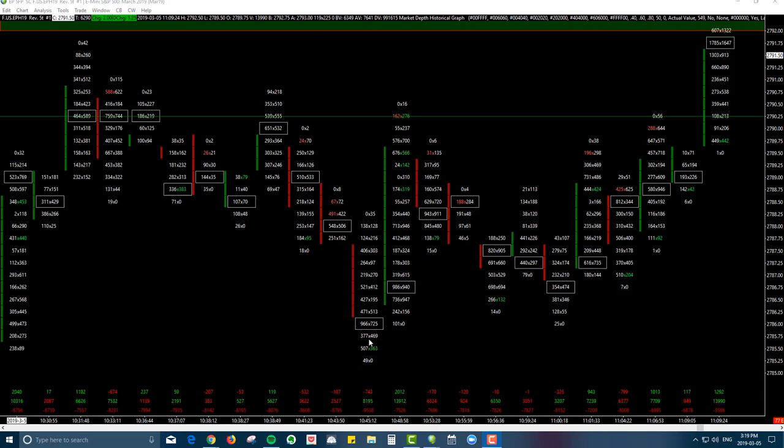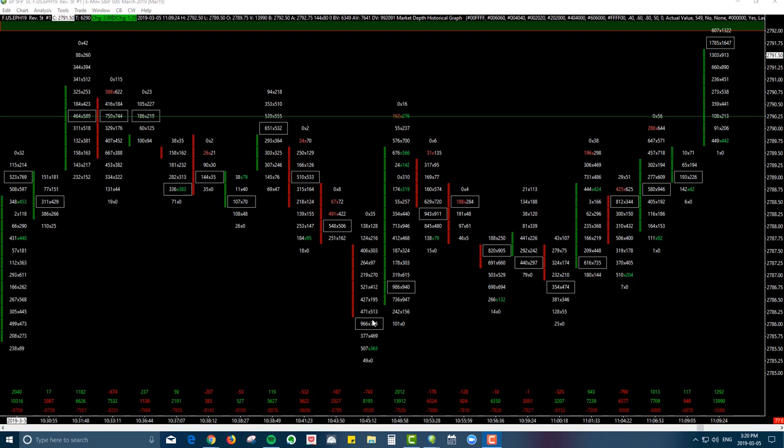we're seeing buyers getting more aggressive at that level than they were down here. And when you see stacks of these imbalances, it's usually a good indication that buyers are getting aggressive. And depending on the location of where these imbalances print, we can look to qualify trades on them.